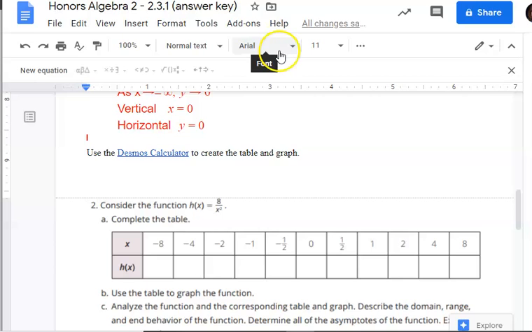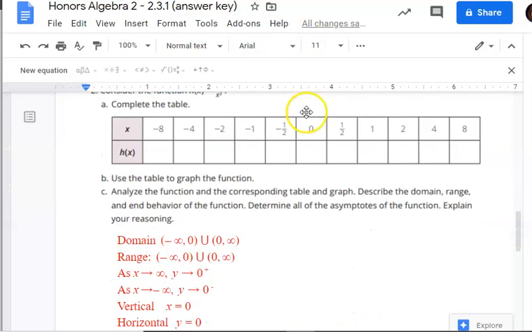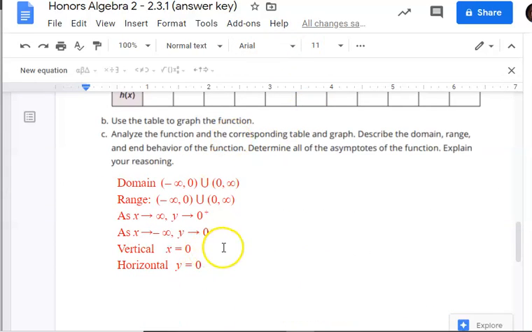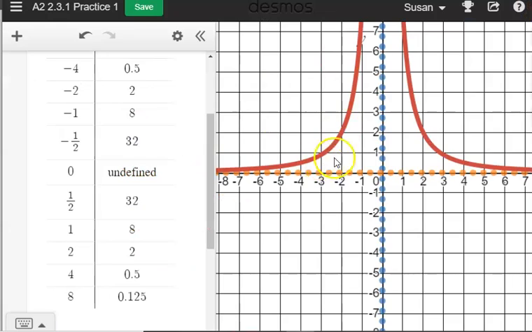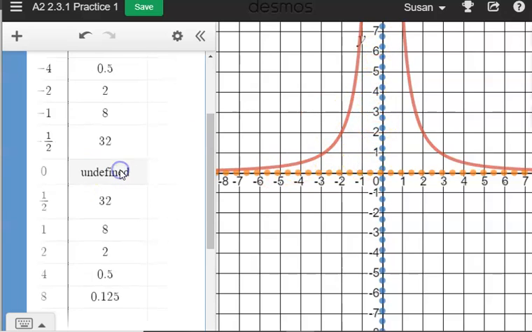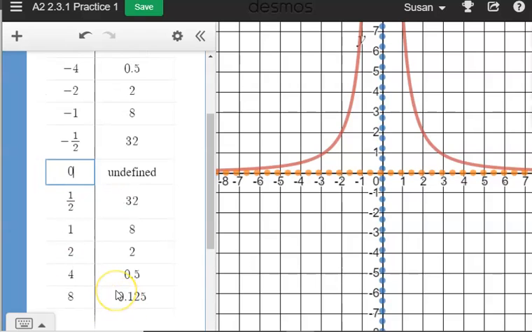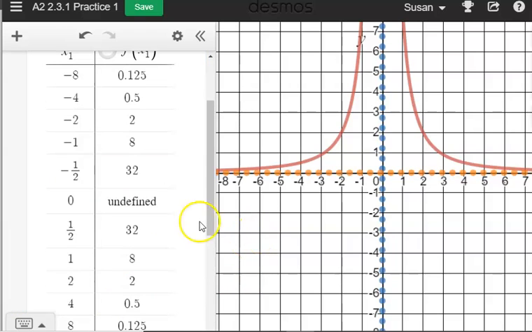So let's go down here and let's see if we can adjust these answers. I just copied and pasted the answers to the previous problem. So the domain, it says it goes from negative infinity to 0 and 0 to infinity. Well, that's still true. It goes from the left until it gets to this line, and it cannot reach that line. It says undefined in this table. So yeah, that's good. So the domain is going to stay the same for this problem.